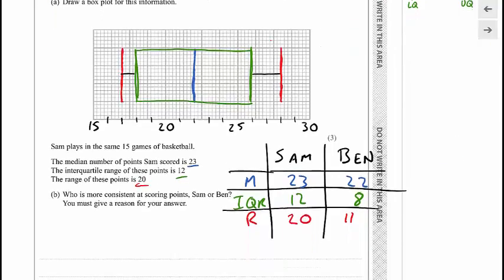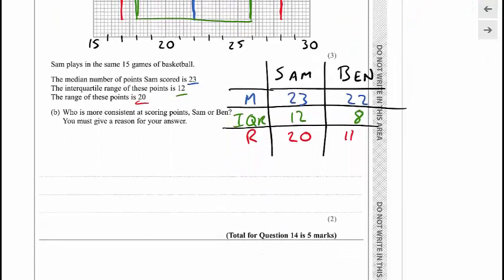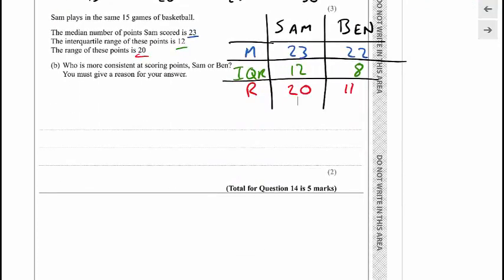So let's have a look, and it's all about interpreting. Do you know what this data actually involves? If the median is higher for Sam, what that means is that he scores a higher value on average. So he scores a higher number of points on average. So Sam looks to score the higher number of points. But remember, we're not looking at who scored the most points. We're showing who's the more consistent one at scoring points.